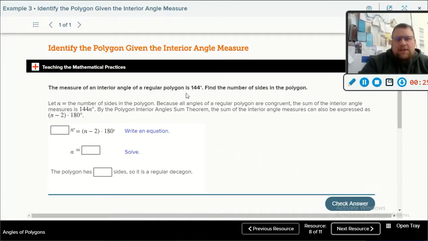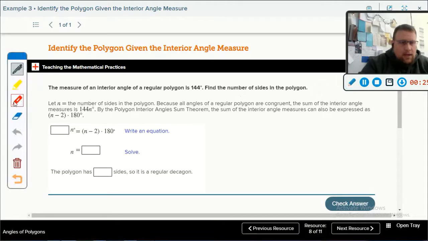The measure of an interior angle of a regular polygon, so it's regular, so we know all the sides have the same measure, that's what that regular tells us, is 144 degrees. Find the number of sides in the polygon. Okay, we have some polygon. We're going to let n be the number of the sides of the polygon.